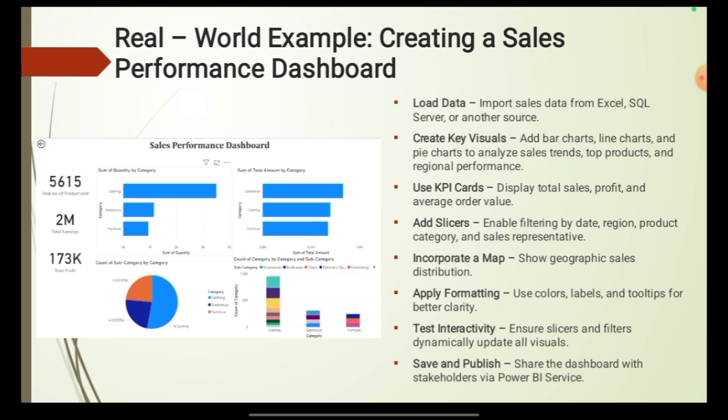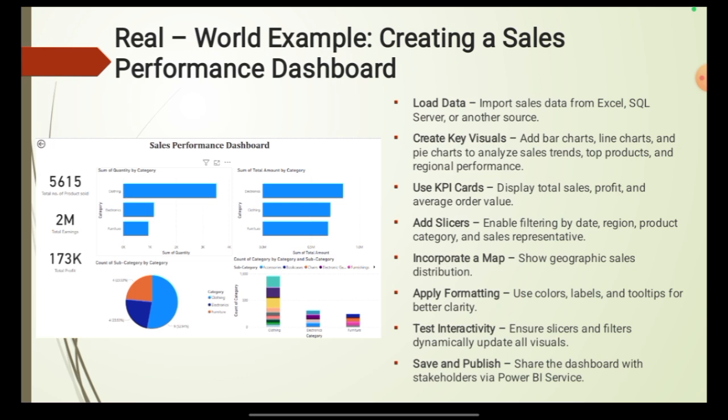So from these details we get to understand that a sales performance dashboard in Power BI provides a comprehensive view of sales data to analyze performance and identify trends. To create one, start by importing sales data from sources like Excel or SQL Server. Add key visuals such as bar charts, line charts and pie charts to evaluate sales trends, top performing products and regional performance. Include KPI cards to highlight total sales, profit and average order value for quick insights.